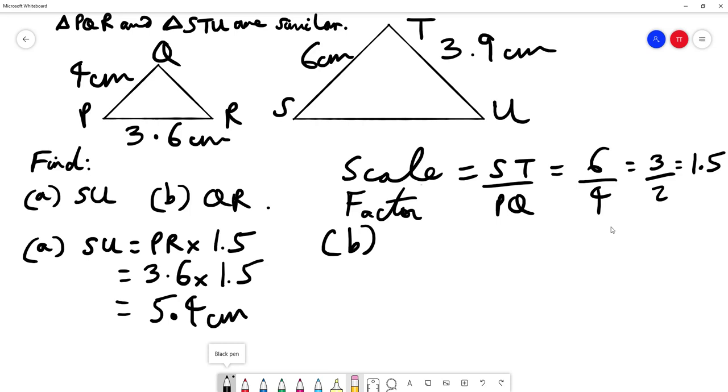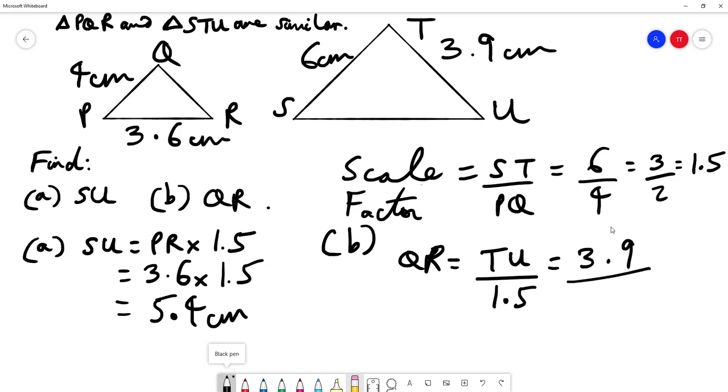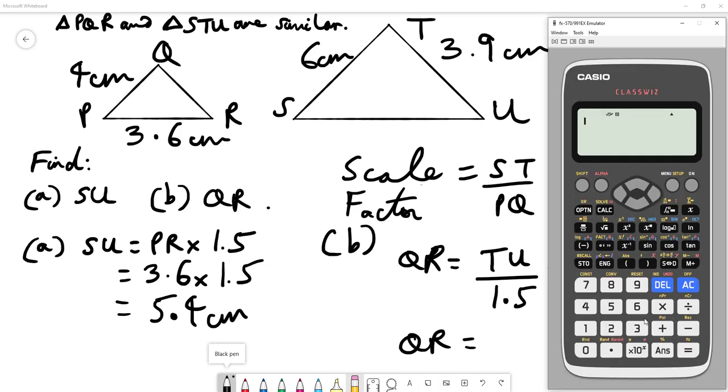Now we want to work out QR. QR is the smaller version of TU. If it's the smaller version, we're going to divide by the scale factor. So that's 3.9 divided by 1.5. In our calculator, 3.9 divided by 1.5 gives me 2.6 centimeters.